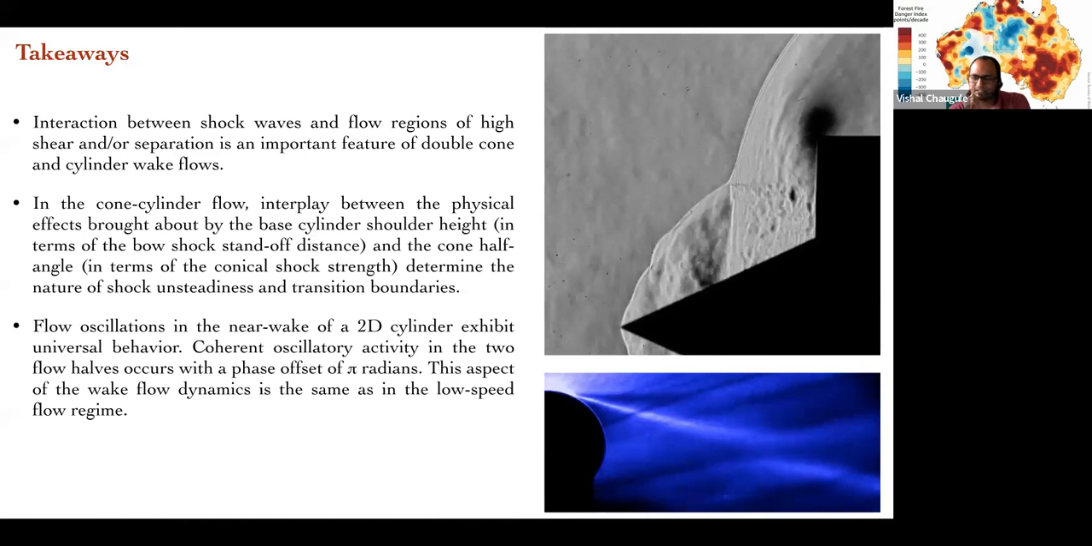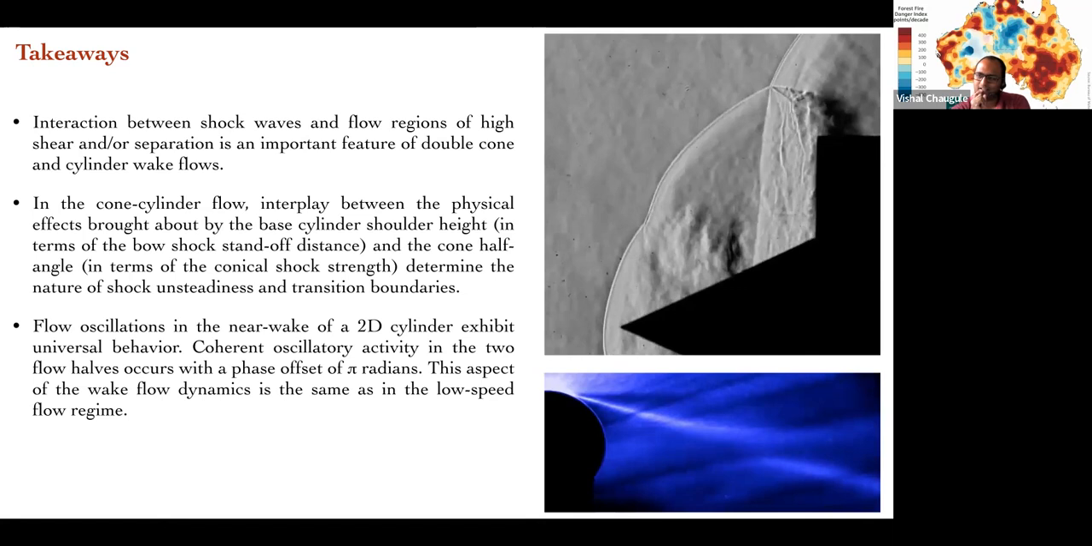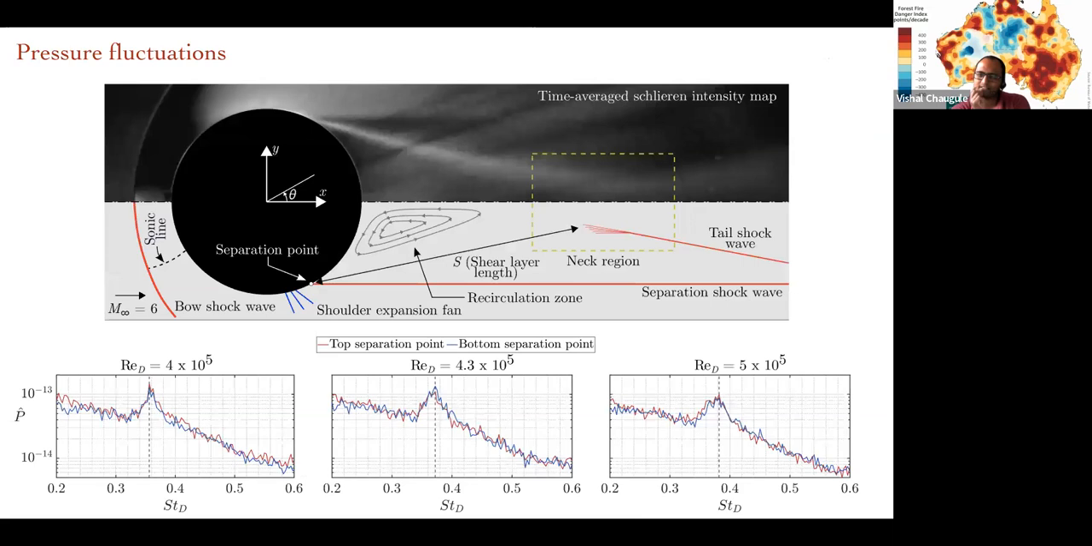Just another question as well, while we're waiting for others to make up their minds. I was very intrigued by when you said that you use the shear layer length as the characteristic length scale. How do you estimate it? So that is directly from our clearance. Let me go back here. This is for the cylinder wake, right? Yes. In this one, this is directly from our clearance.